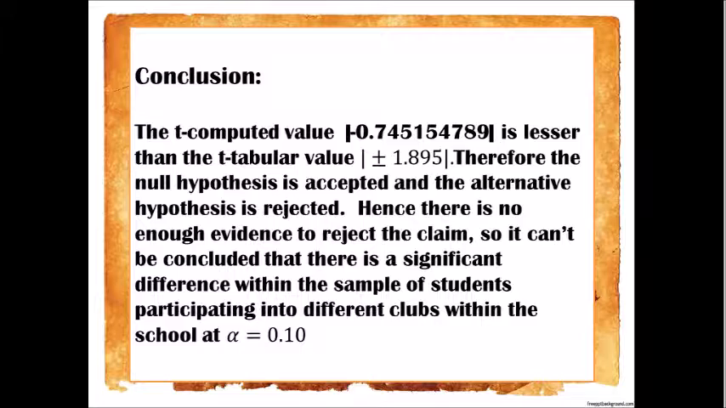Therefore, the conclusion would be the t computed value negative 0.745154789 is lesser than the t tabular value positive and negative 1.895. Therefore, the null hypothesis is accepted and the alternative hypothesis is rejected. Hence, there is no enough evidence to reject the claim, so it can't be concluded that there is a significant difference within the sample of students participating into different clubs within the school at alpha 0.10.